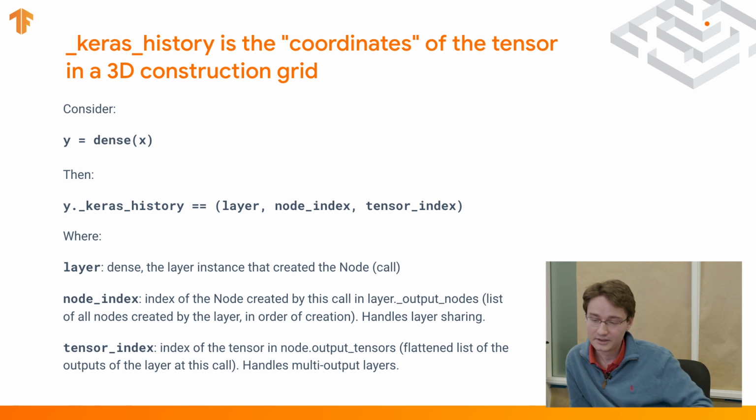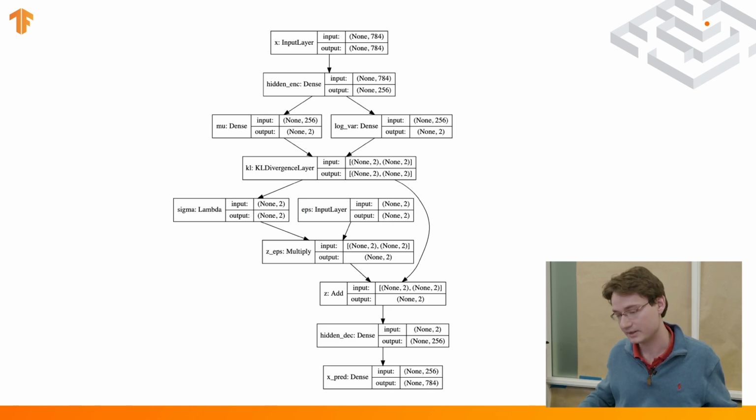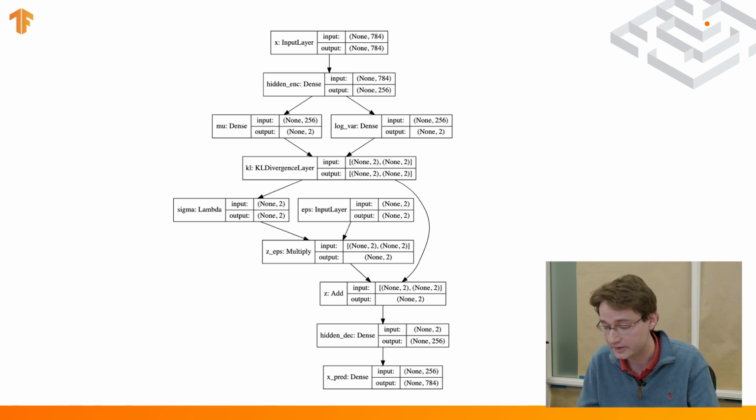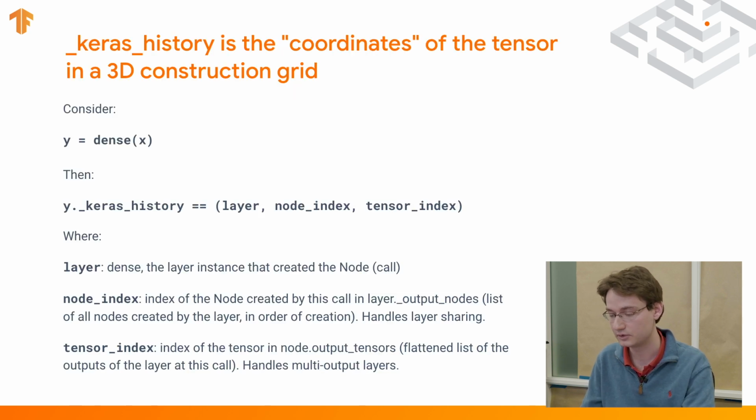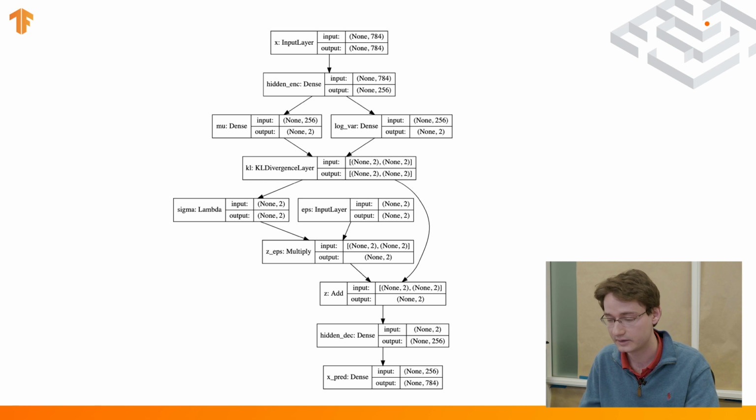Okay, so this is to illustrate the importance of having these three coordinates. This is a random variational autoencoder example I took from the internet. It's interesting because it shows layers that have multiple inputs and multiple outputs. For instance, one of the outputs of this layer goes into this other layer, and another output goes further downstream. So with these three coordinates, you can represent completely arbitrary graph topologies like this.